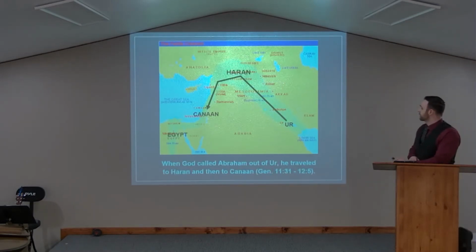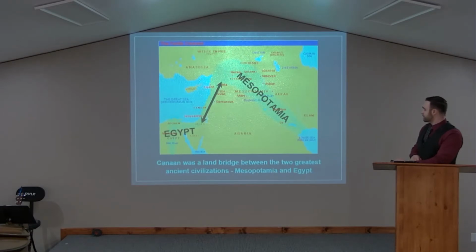When Abraham was called, he came from here, he traveled northwest to Haran, and then eventually down here to Canaan. That's the route that he took, according to Genesis 11. Canaan, this little strip right here, actually forms a land bridge because on the west we have the Mediterranean, on the east we have this giant desert, and so there was an incredible amount of traffic that went right through this area. That's why Abraham took that.